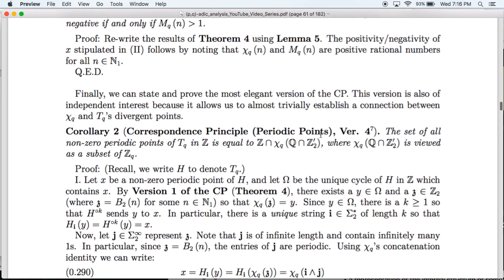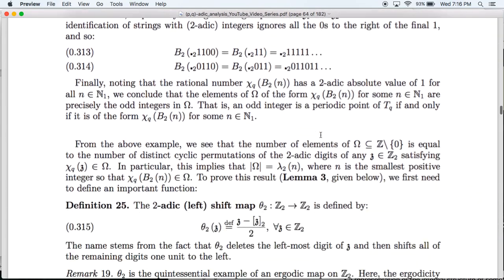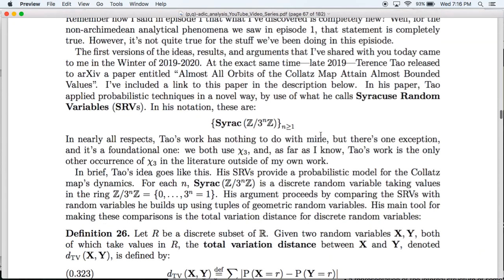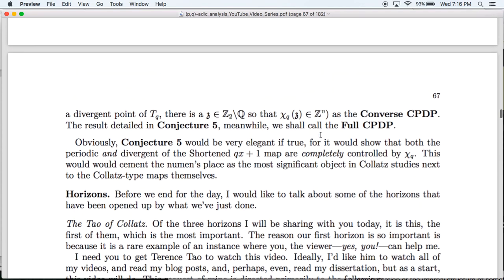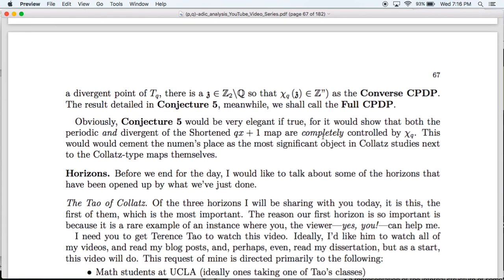So yes, this is all really nice and really exciting and really fun. Now we get to talk about what's next and where we can go with this. We have horizons to consider. So before we end, I'd like to talk about some of the horizons that have opened up by what we've just done. So first is the Tao of Collatz.